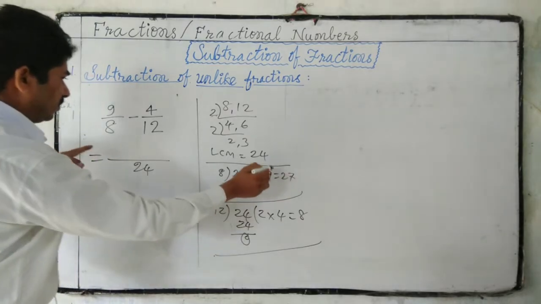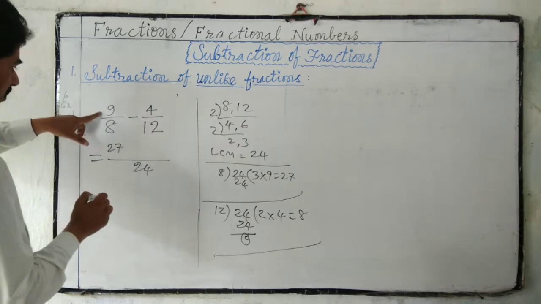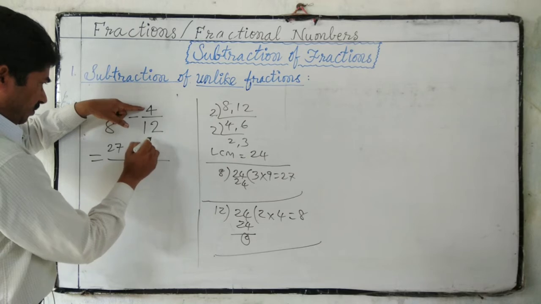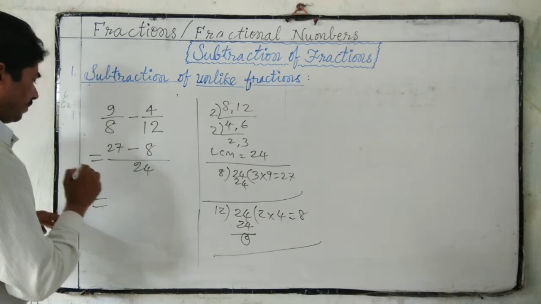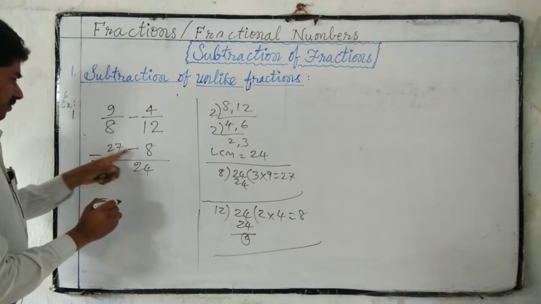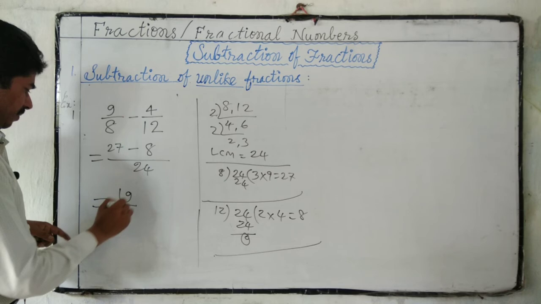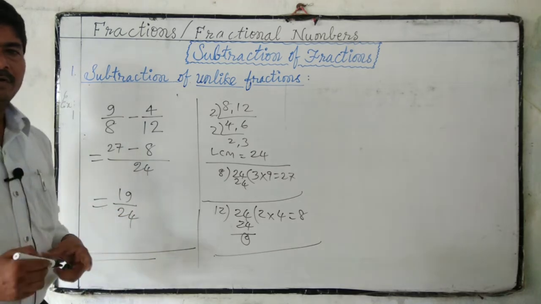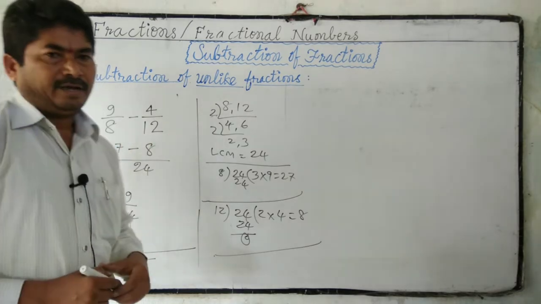So first we write this 27 below the 9/8, next 8 below the 4/12. 27 minus 8 is 19, so 19/24. So this is the method of finding the difference of unlike fractions.